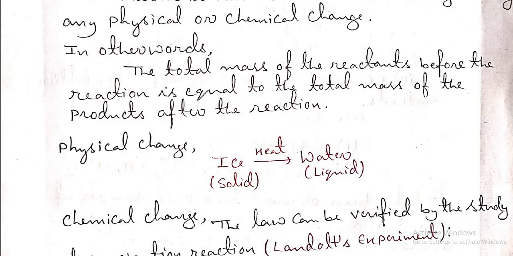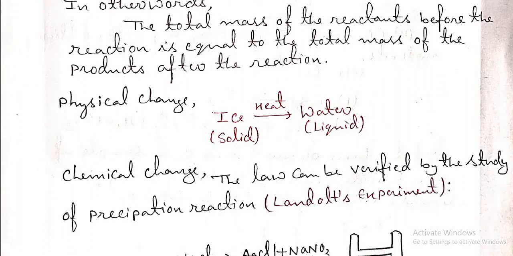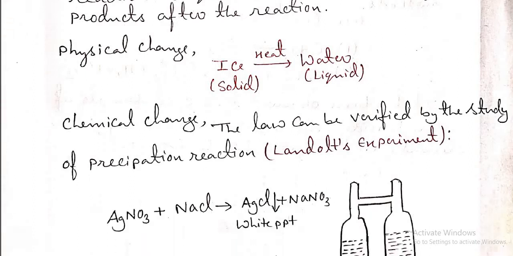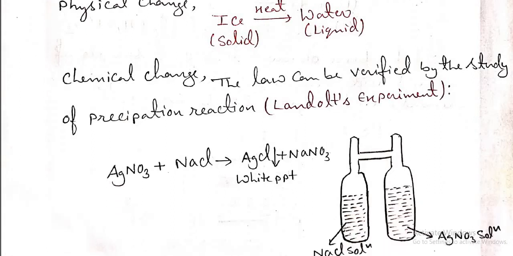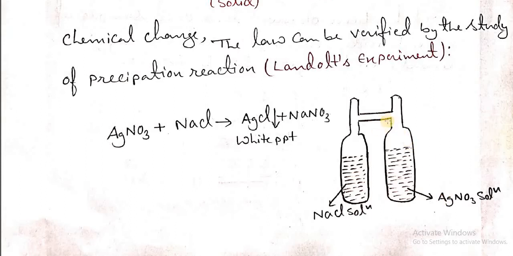Next, in chemical change, a new substance is formed, as we know. So the law of conservation of mass can be verified by the study of a precipitation reaction, and it is mainly known by a famous experiment, Landolt's experiment. Let us try to understand how this experiment has verified the law of conservation of mass. In Landolt's experiment, he has taken an H-shaped tube as shown in the diagram, and the two limbs are connected with each other through a tube.